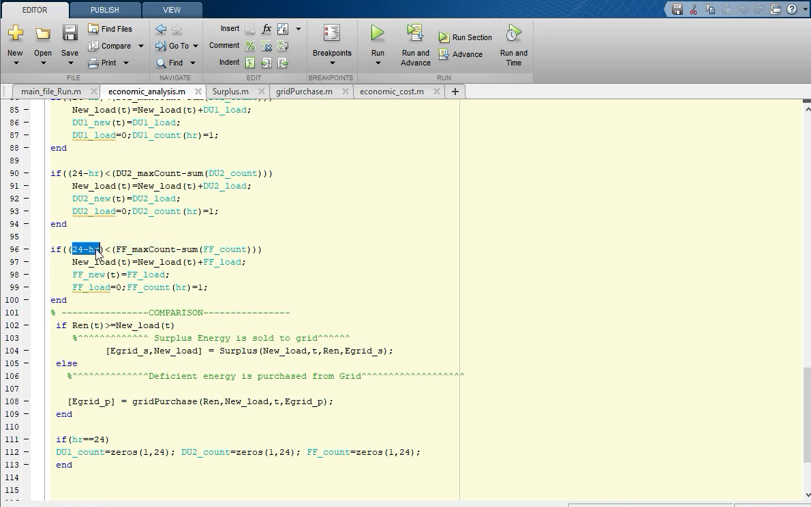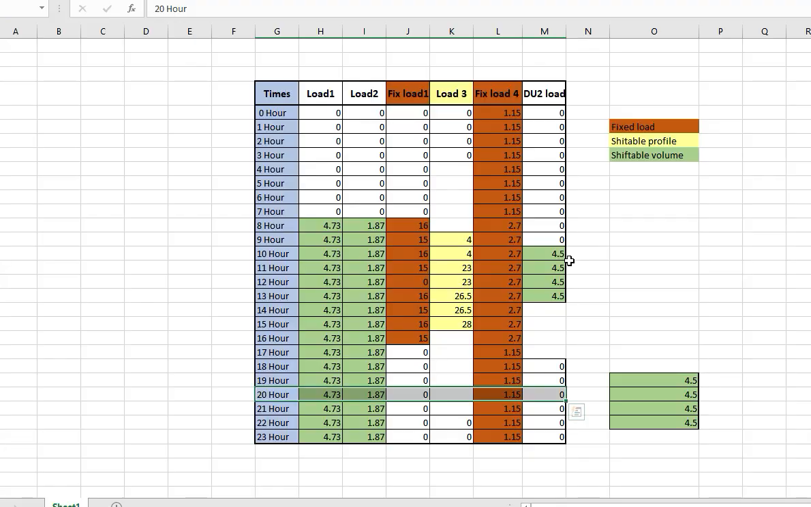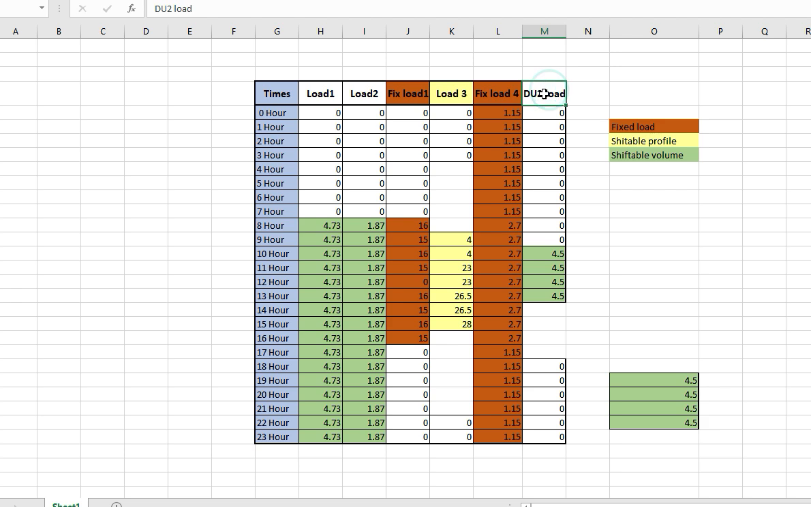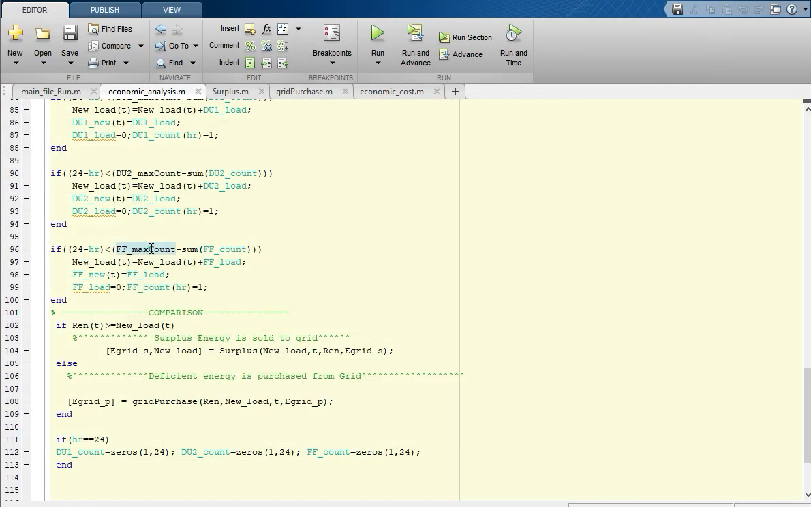We are currently at the 20th hour and the maximum is 24 hours. So 4 hours are left. The maximum count is 8. It means that this load should be operated for 8 hours. For 8 hours this DU2 load, or whatever you call it, the FF load, I am just giving a dummy name. So name it as the FF load. So this should be operated for 8 hours. Up till now this is operated for just 4 hours. The FF count is 4, the sum of this FF count.